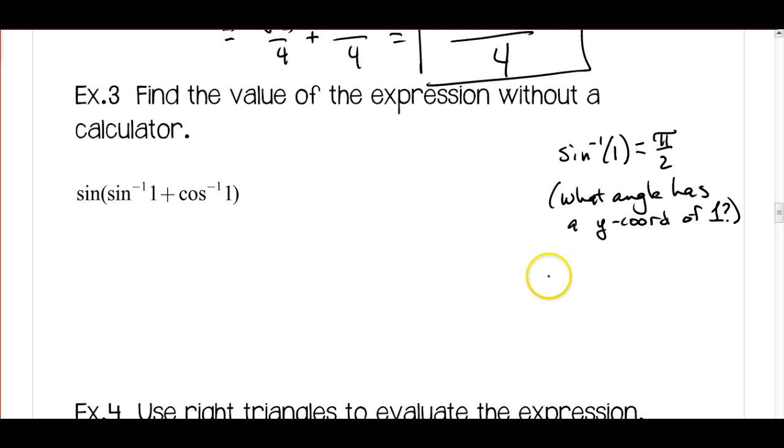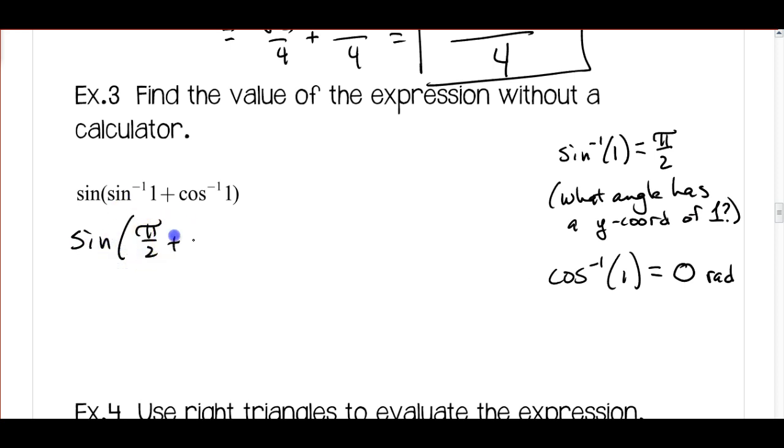And then we're looking for the cosine inverse of 1. So we want to know what angle has an x coordinate of 1. That's 0 radians, just so you know that we're talking about an angle. So now we know sine inverse of 1 is pi over 2. Cosine inverse of 1 is 0. So now basically I'm looking at the sine of pi over 2 plus 0, which is just the sine of pi over 2, which is 1.